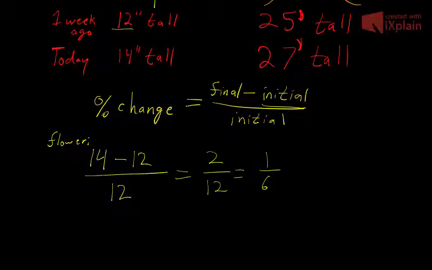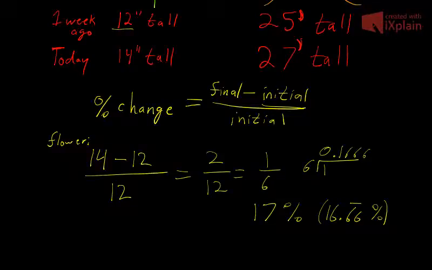We have 1 over 6, and if I do this division, 6 goes into 1, 0.16 times 6. So this would end up being 17%, or 16.66 percent, if you would rather say that. And that's going to be the percent change. I can say that my flower grew by 16.6% over a week, which is pretty big.